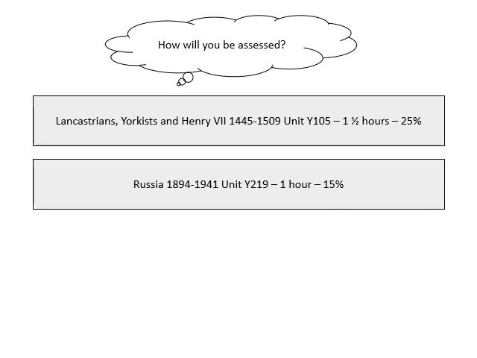Russia 1894 to 1941 is a 1 hour exam which will make up 15% of your final grade. Within this exam, you will get given 2 question sets. Each set consists of 2 essay questions, and you will get to pick one of those sets to answer.